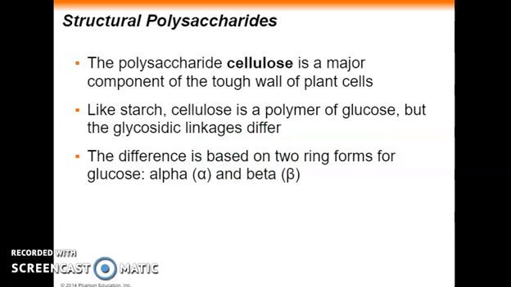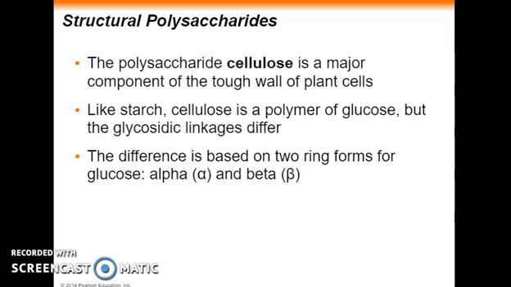Cellulose is a major component of the tough walls of plant cells. Plants produce almost 100 billion tons of cellulose per year. It's the most abundant organic compound on Earth. Like starch, cellulose is a polymer of glucose. However, the glycosidic linkages in these two polymers differ.